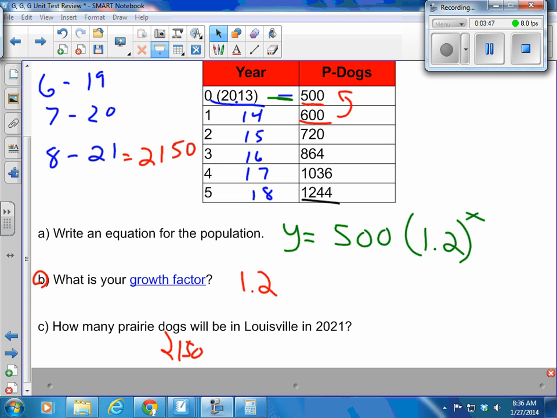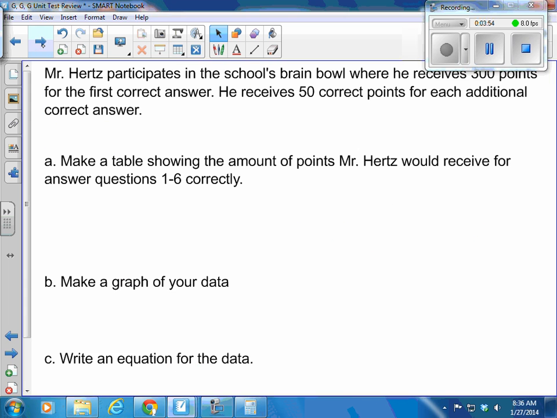There is a similar type problem on the test, so if you have a question with this problem or any other we do, please come see me as soon as possible.